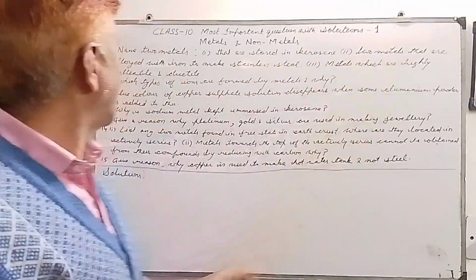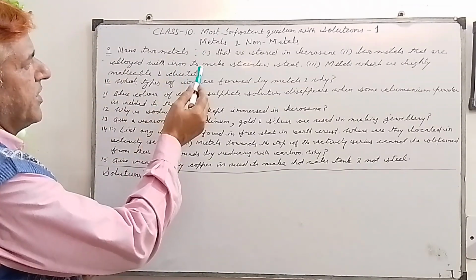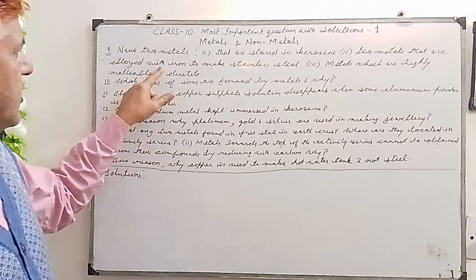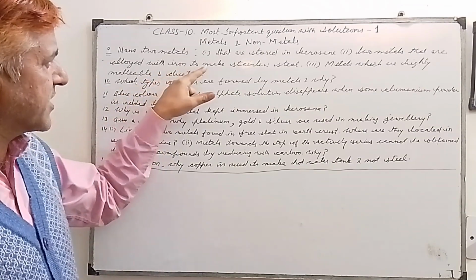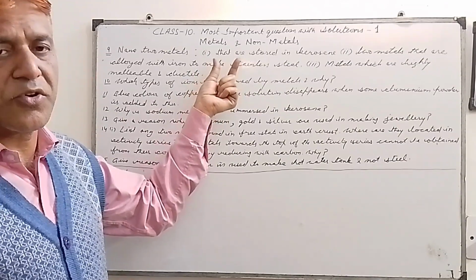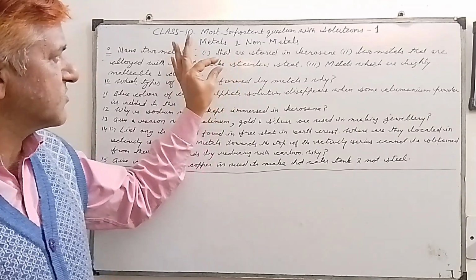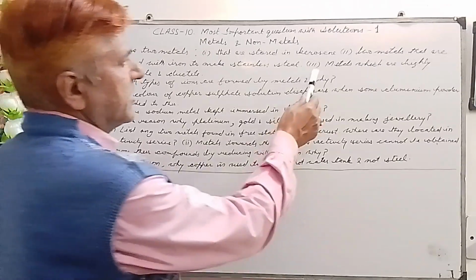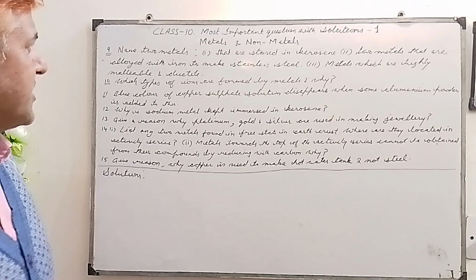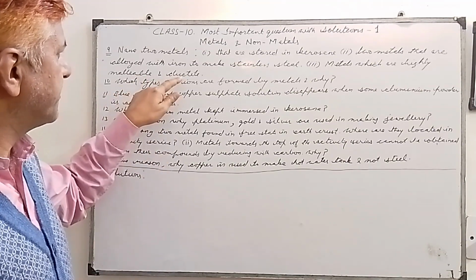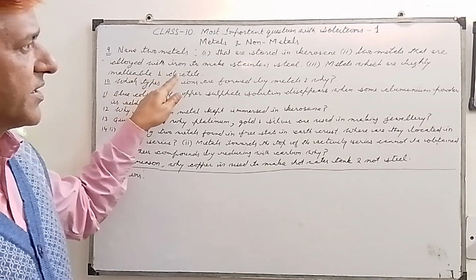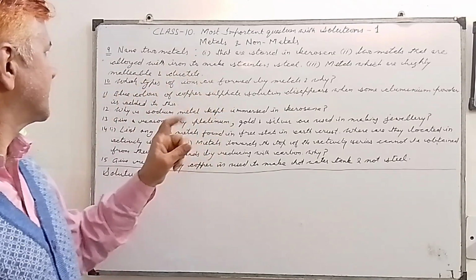Second is two metals that are alloyed with iron to make stainless steel. So please remember, my dear students, first is nickel and second is chromium. So these are the alloying metals of steel, chromium and nickel. Please remember this. This is a most important question. Third, metals which are highly malleable and ductile. Always remember that gold and silver are highly malleable and ductile metals.